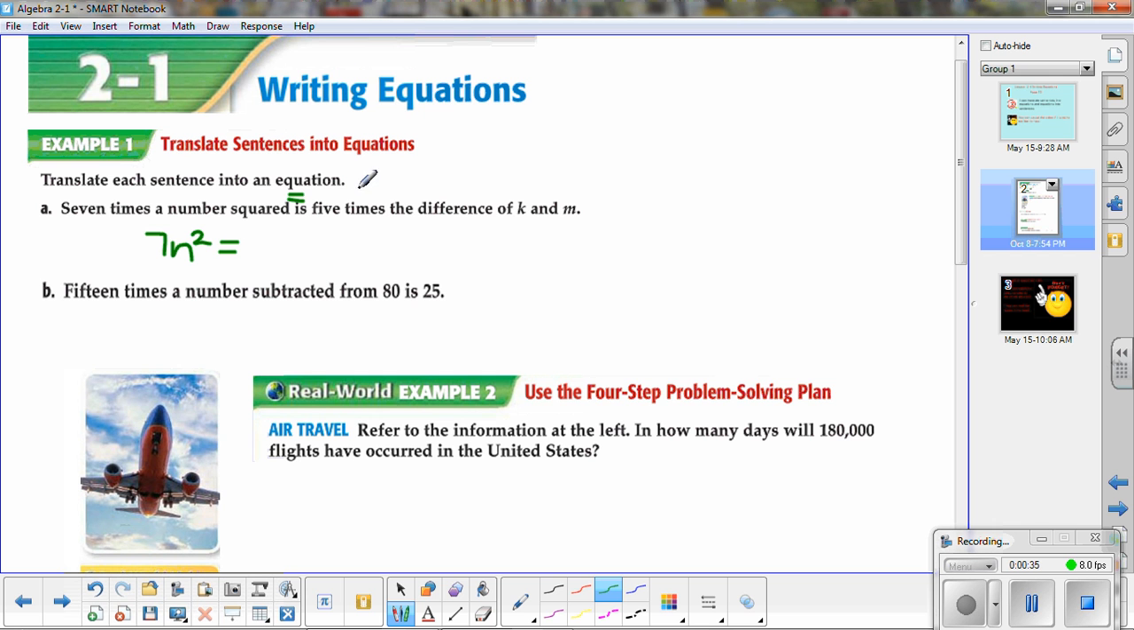And then 5 times the difference means 5 times the answer to a subtraction problem. So it's 5 times the answer to a subtraction problem. We put that in parentheses because we want them to do that first. So the difference of k and m is going to go in there.